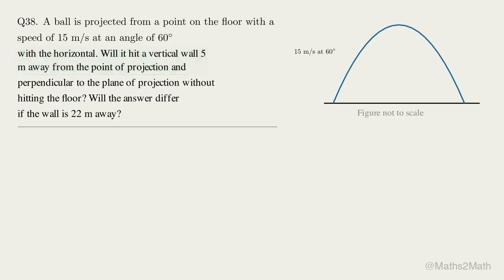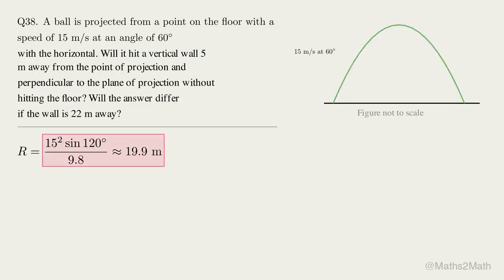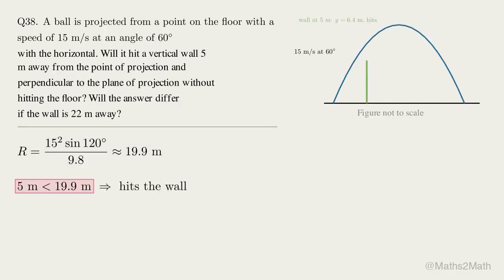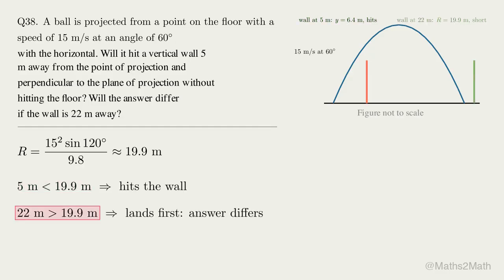Its range. The range is 15 squared times sine 120 over 9.8. 225 times 0.866 over 9.8, about 19.9 meters. A wall at 5 meters is well inside that range, so the ball is still flying when it arrives there. Yes, it hits the wall. A wall at 22 meters is beyond the range. The ball lands on the floor at about 19.9 meters before reaching it. So yes, the answer differs.